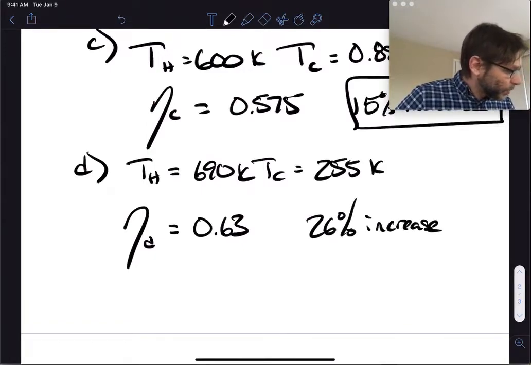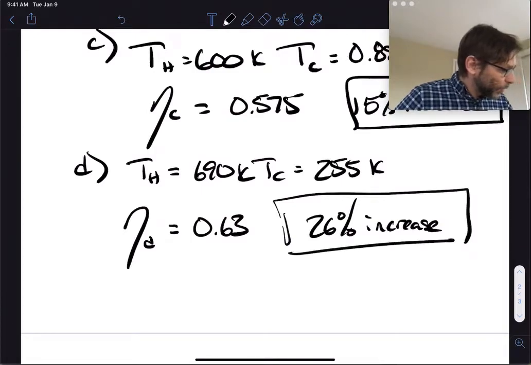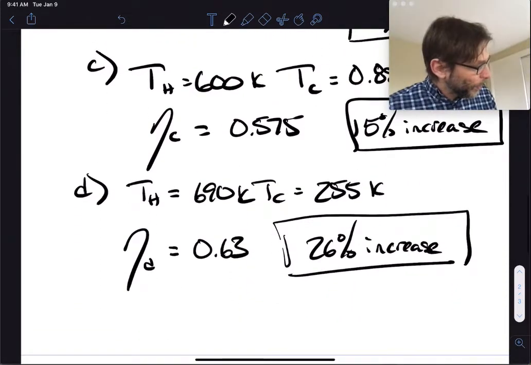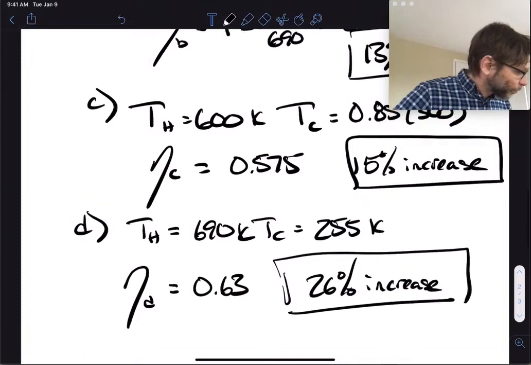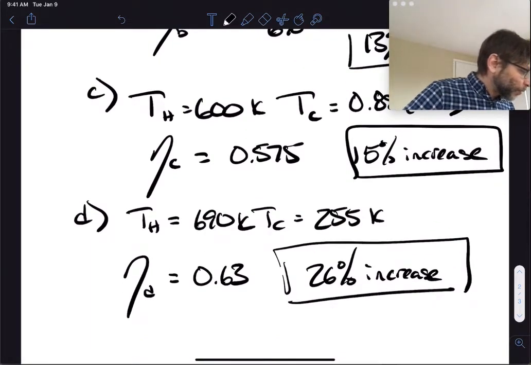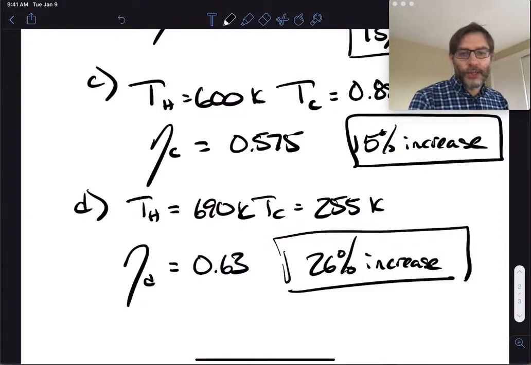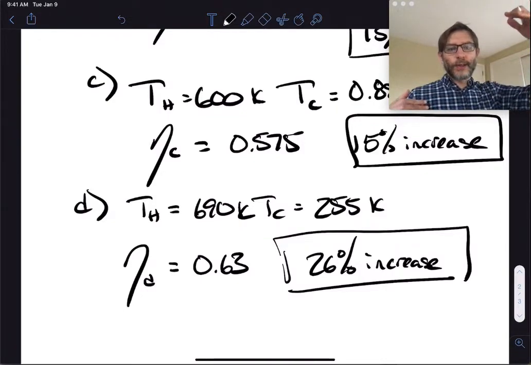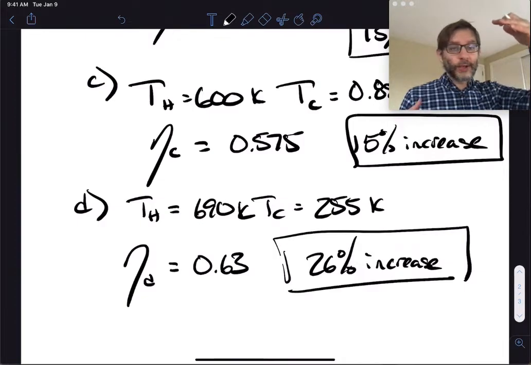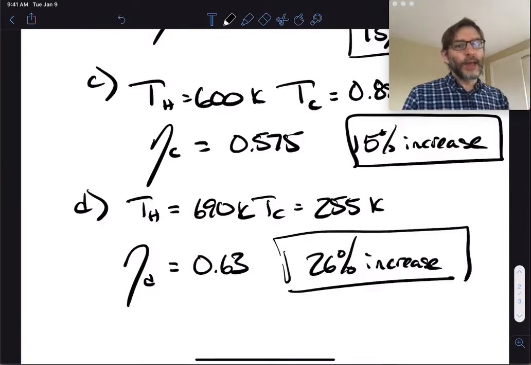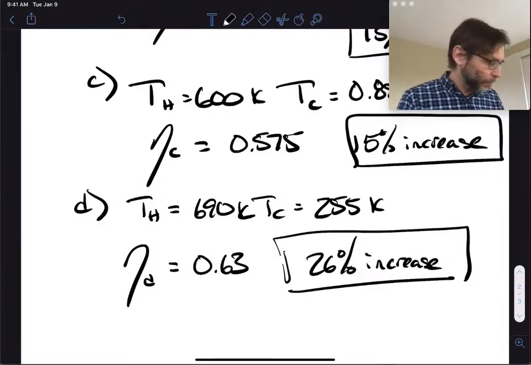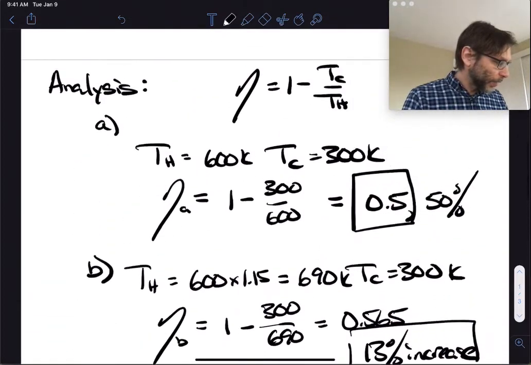All right, so it's kind of additive, right? 15 plus 13. Not quite, right? 15 plus 13. But you get a much bigger increase. So essentially, increasing the range of temperature between TC and TH, whether you're lowering TC or increasing TH, you can get a higher ideal thermal efficiency of your ideal cycle. Okay.